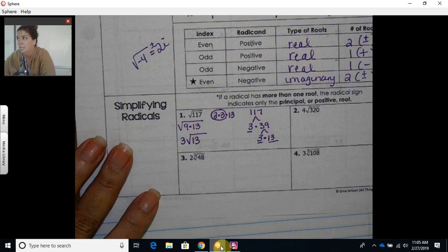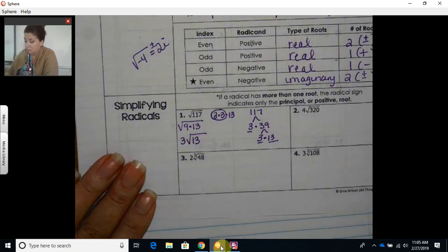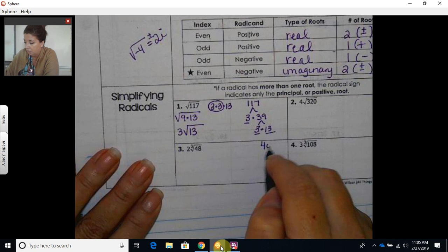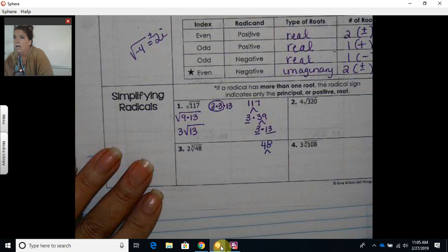Is 48 a perfect cube? No, Miss Rayleigh, it's not. It's not. So let me do a factor tree and see if it has any perfect cube factors. The 2 factors of 48, I might use 12 and 4. You might use 8 and 6. You might use 2 and 24. It doesn't matter, as long as they're actual factors, right? The prime factors that we all end up with will all be the same. So I'm going to use 2 and 24.